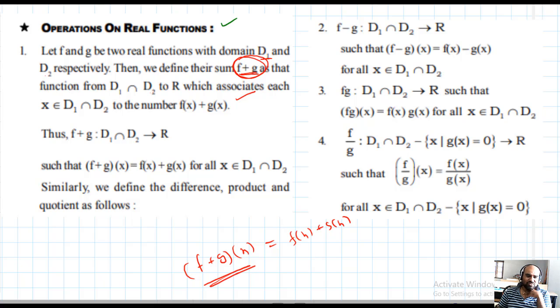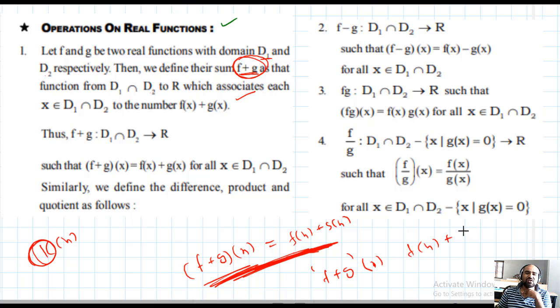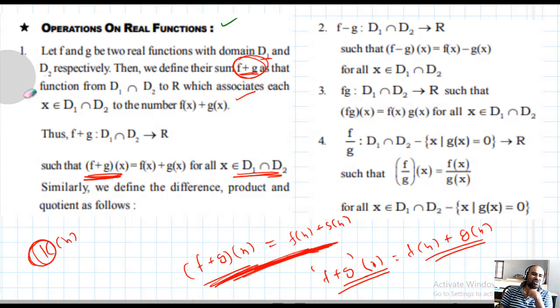What is the meaning of this notation? That is very important. F plus g is a new function, just like k of x. What is the rule of this new function? The rule of f function and the rule of g function should add, and what we get is the new rule for the f plus g function. So (f plus g)(x) equals f of x plus g of x, and the domain is D1 intersection D2.